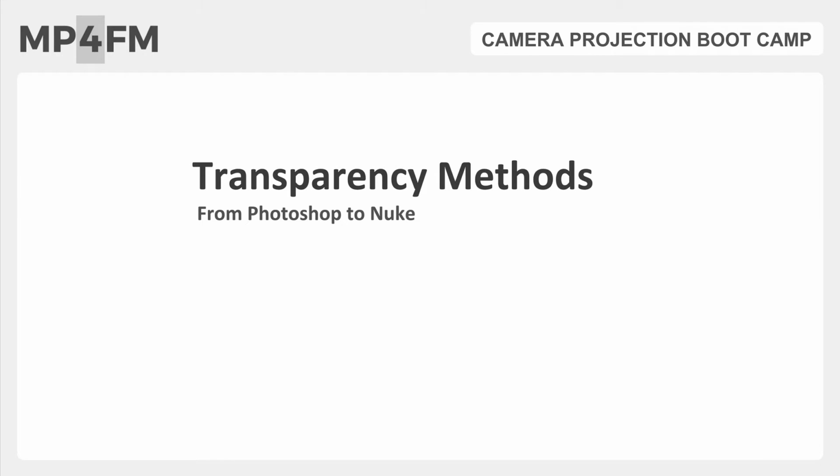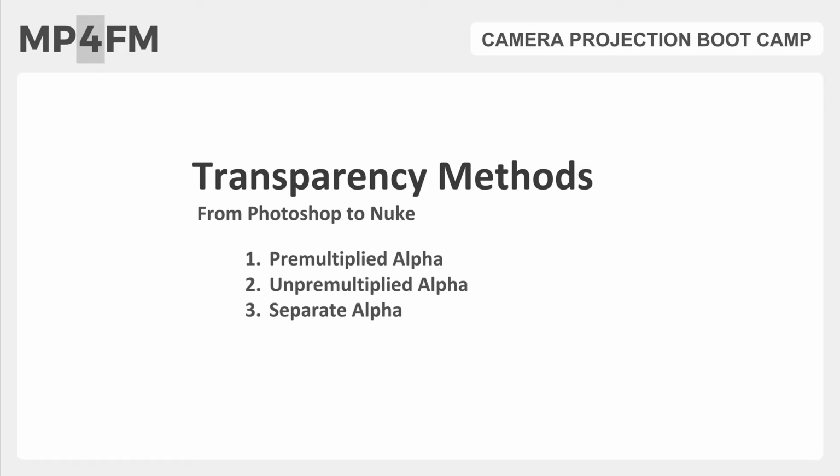All right, so let's talk about the transparency methods, or how you get transparency from Photoshop into Nuke and have it look the same. So that's really your goal. You're working in Photoshop, you want it to look the exact same in Nuke when you break up all your different layers. And so I'm going to be talking about 4 different methods for doing that. So the first method is a premultiplied alpha. The second one is an unpremultiplied alpha. And the third one is a separate alpha. And the fourth one is what I call an ugly image alpha.